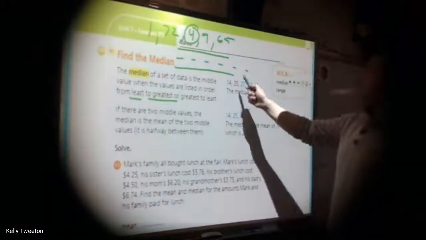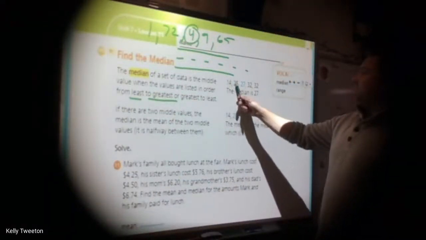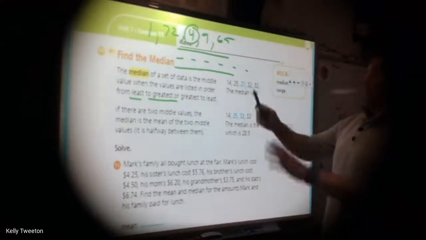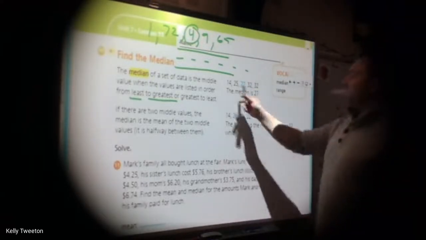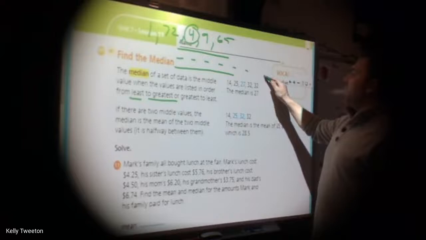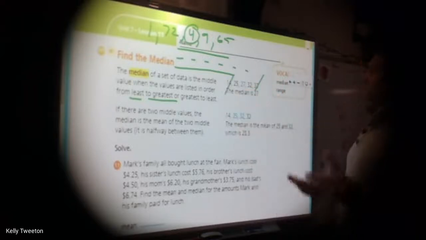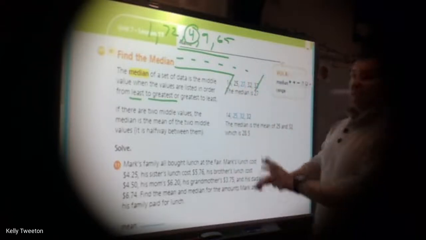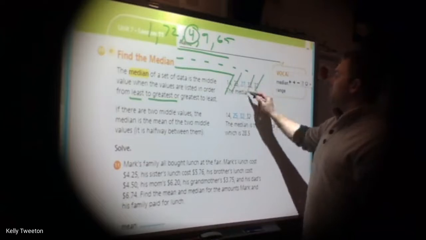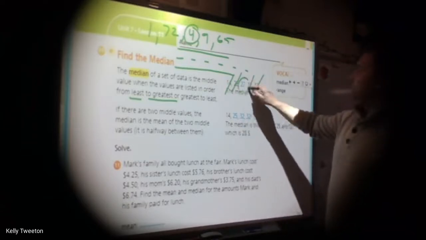So you see they did over here. They go 14, 25, 27, 32, 32. They did them in the correct order. They went from smallest to biggest. And what I do is I cross them off. Cross out smallest to biggest and do it again. Cross out smallest, cross out biggest. The one left is in the middle.